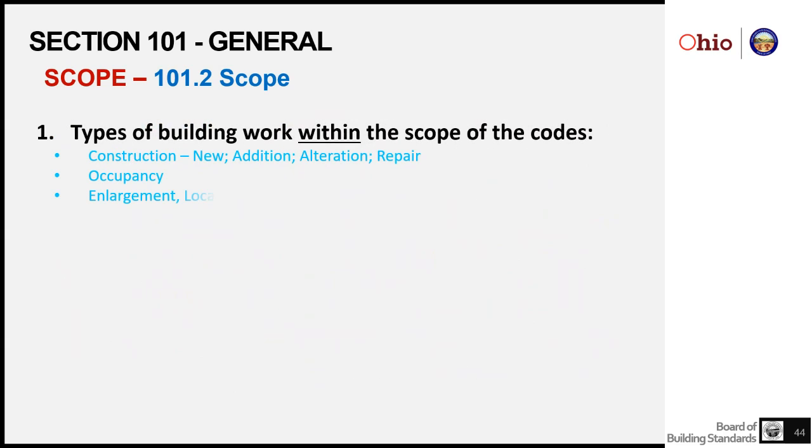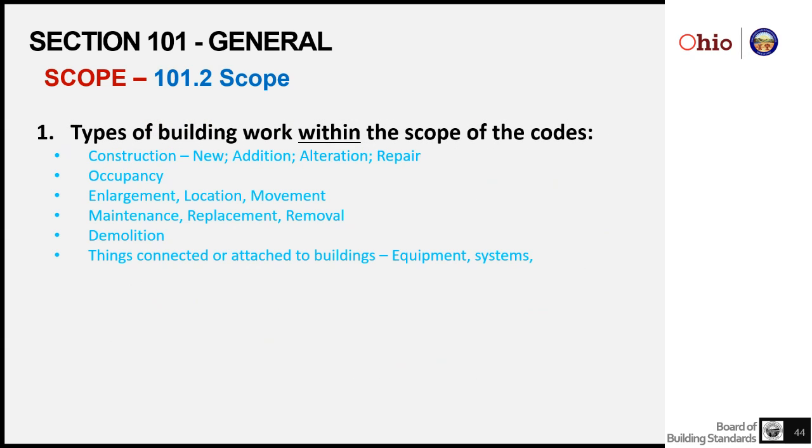So there are all different kinds of things that are building, from the various types of construction: new, addition, alteration, and repair. The OBC is going to regulate those things. The occupancy of the building is going to impact the regulation of that building. If you want to make it bigger, if you want to change its location, or the maintenance, to some degree it may trigger the code if the scope of that maintenance is broad enough that it gets to replacements and removals, demolitions. The building code regulates all that stuff.